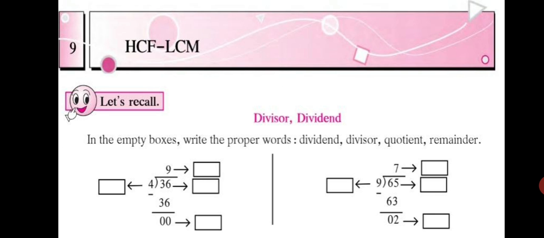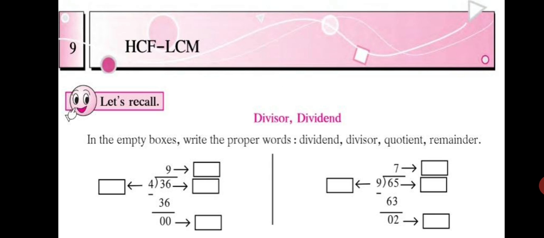Let's recall. Divisor, dividend. These two terms you are already familiar with. In the empty boxes, write the proper words: dividend, divisor, quotient, remainder. This activity is on page 46 of your maths textbook. So you will have to open your textbook to page 46 and do this activity in the textbook itself.